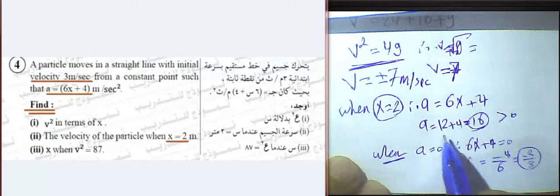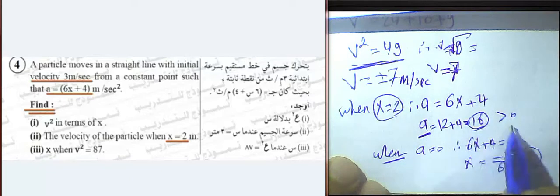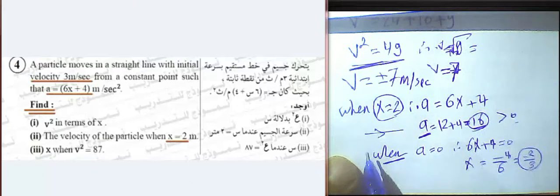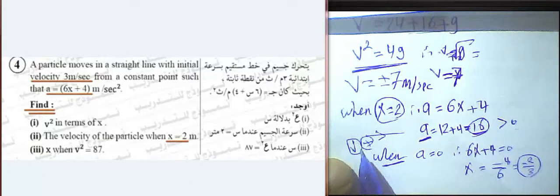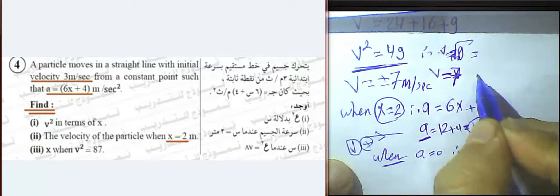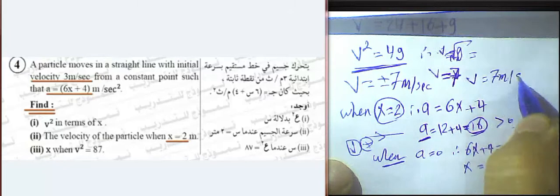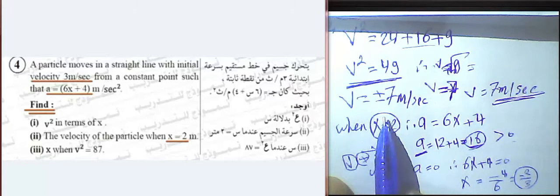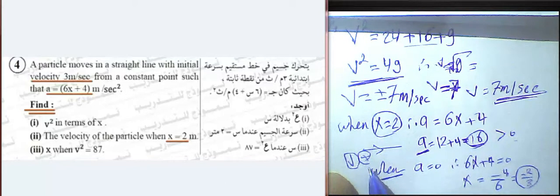Okay, then acceleration equals 16, more than 0 when x equals 2. Then the velocity will be positive. Okay, so v will be 7 meters per second. It is the velocity. Okay, don't write positive or negative. Why? Because the direction is the same as acceleration. Acceleration positive and the velocity was positive.